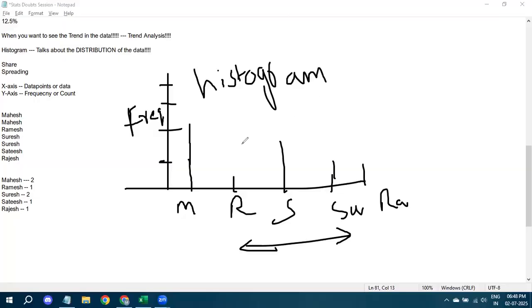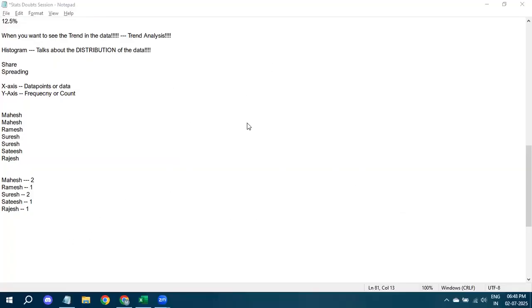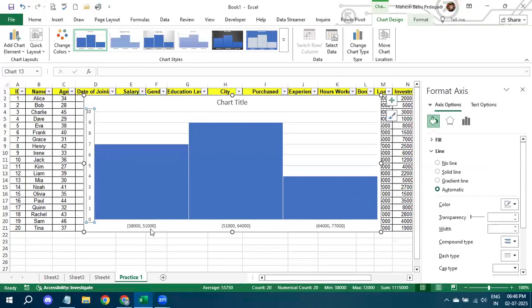When someone talks about the distribution of the data, use histogram. When someone talks about comparative analysis, which type of charts will you use? Bar chart or a column chart. When someone talks about the distribution, we use histogram. And in a histogram, these are called bins.